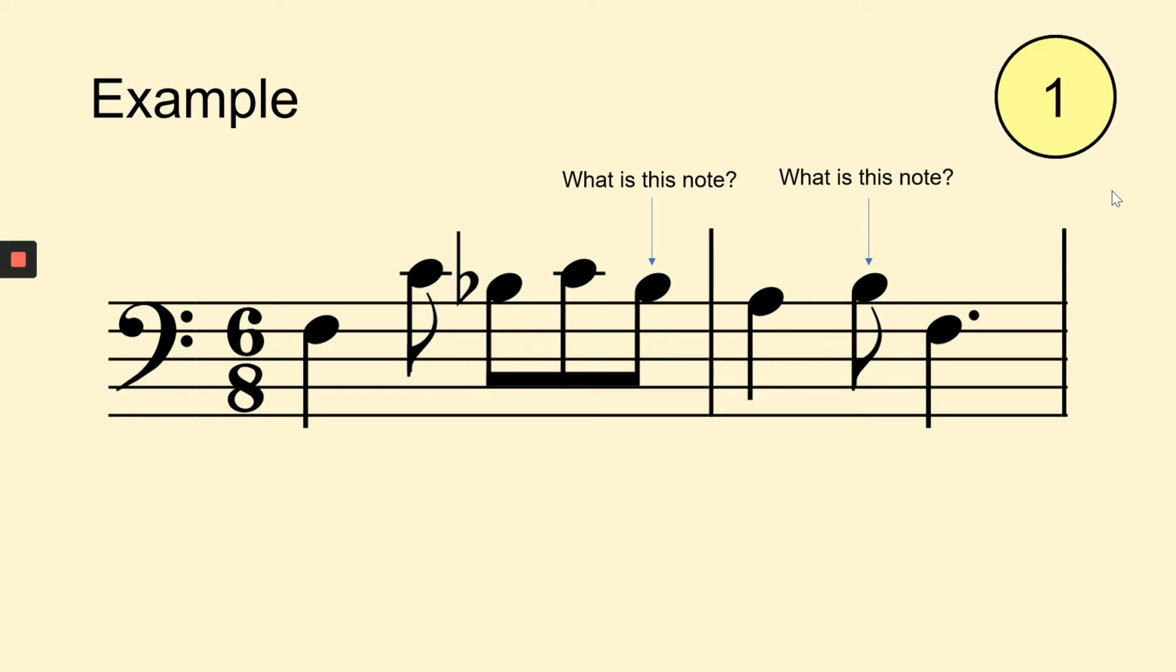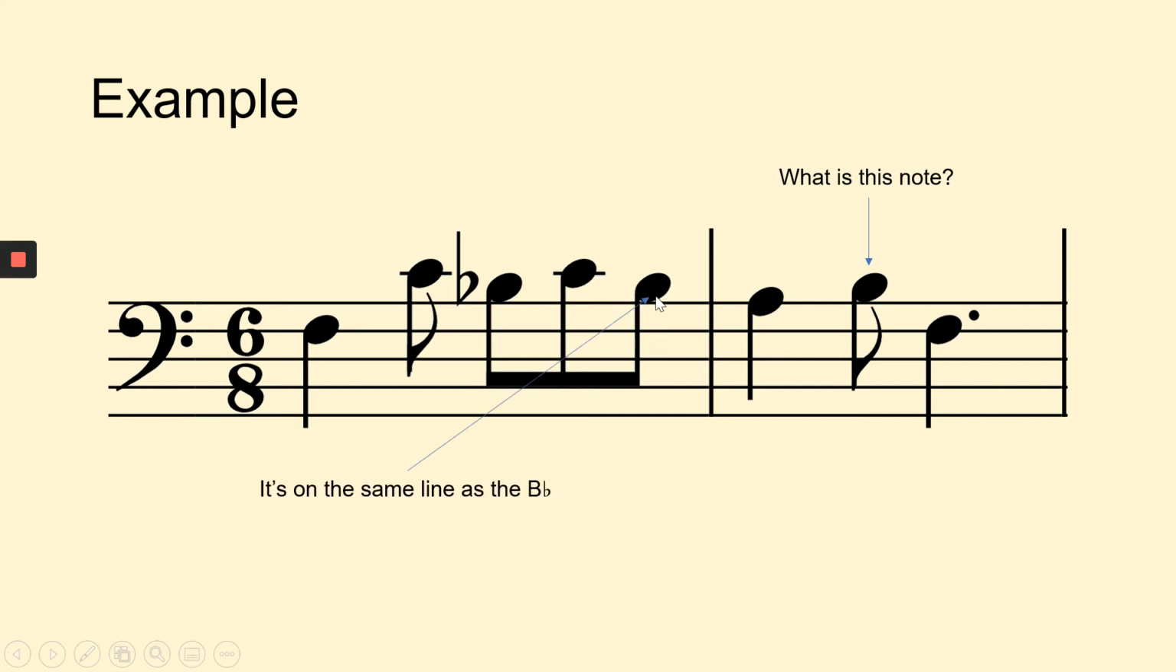So I'm going to work out the letter name. This is a B. I'm going to look back through the bar for any other Bs. There is one over here, and it's got a flat sign in front of it. They're on the same space and in the same bar, and there isn't a natural sign there, so this is also going to be a B flat.